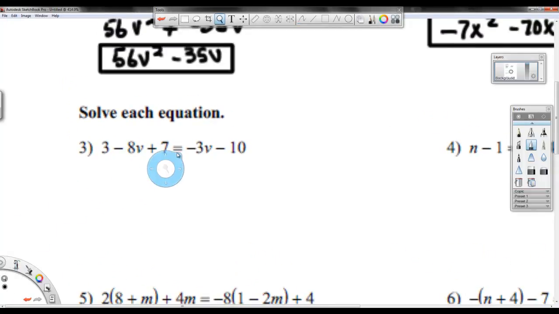Now before you start solving, this is where some of you get lost on this. You're trying to go through the solving steps by subtracting 3 and subtracting 7, and that's not the way it works. It's really kind of hard to do it that way. So what you want to do is combine these two like terms together before you start your solution steps. So I'll have 7 plus 3 plus 7 will give me a 10, and then I have a negative 8v, and then on the other side a negative 3v and a negative 10.